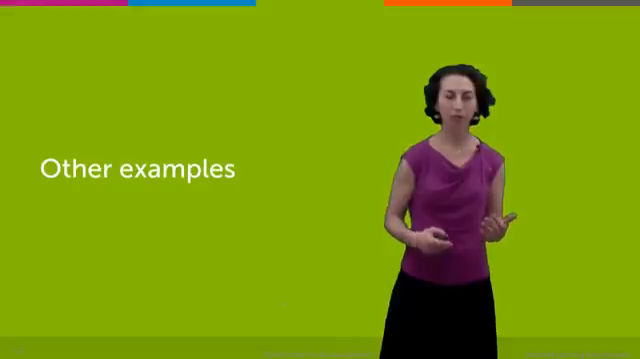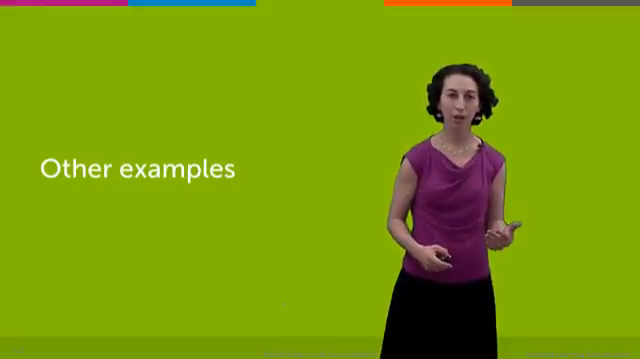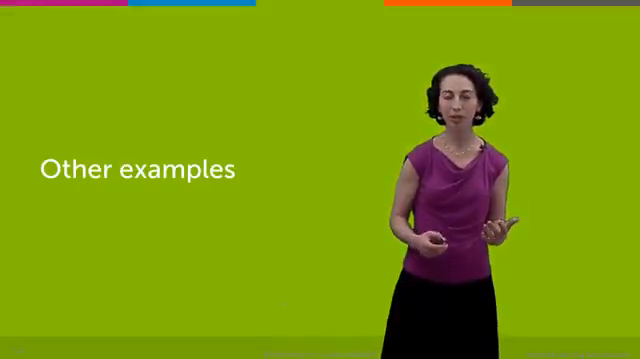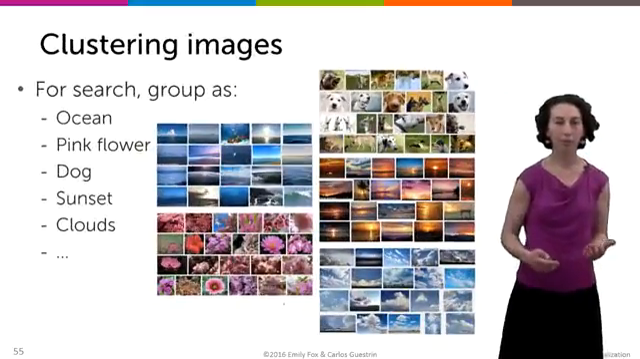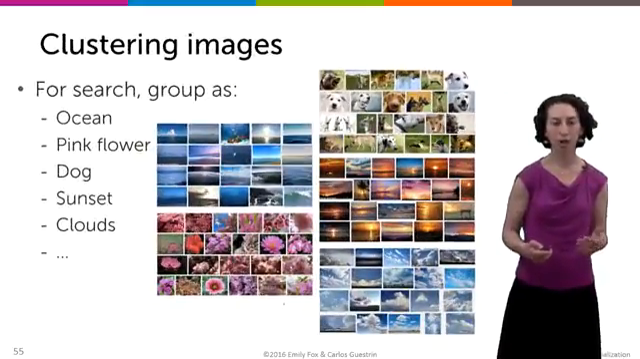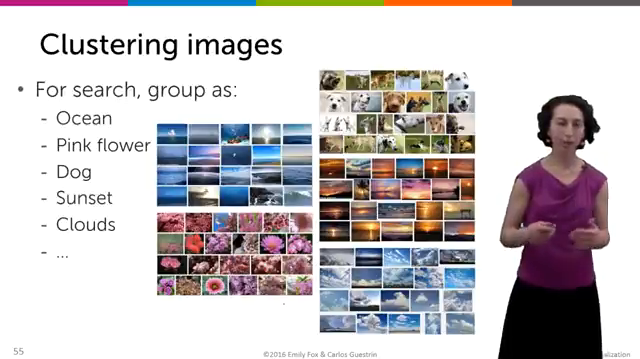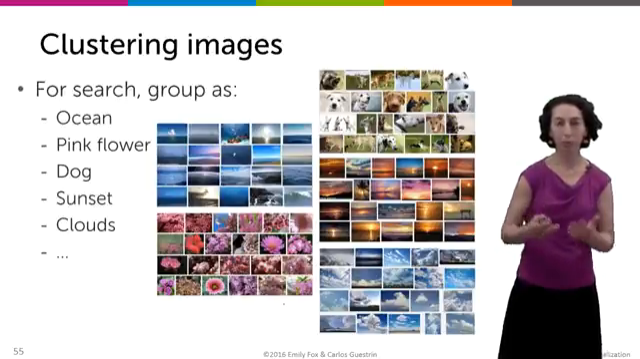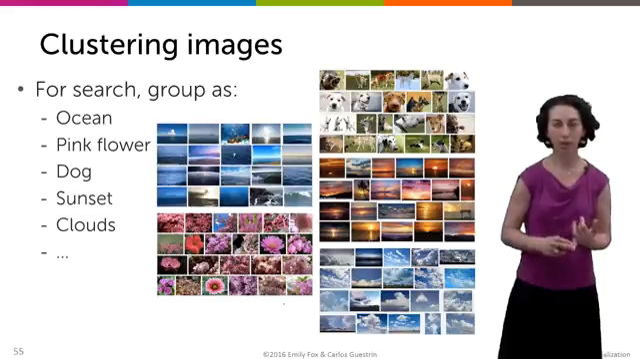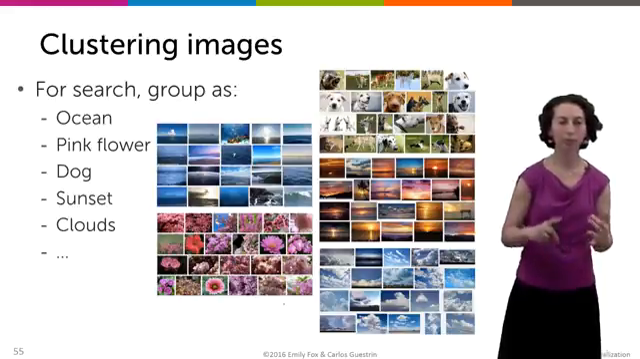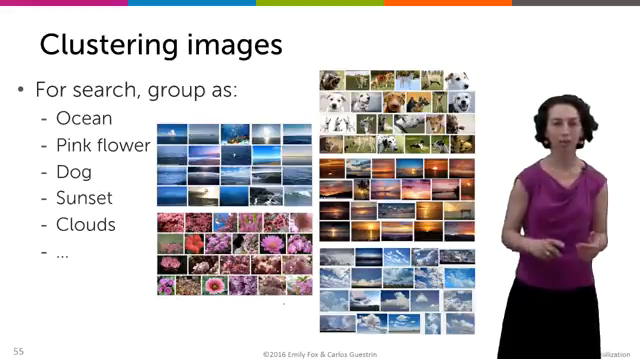So far in this module, we've discussed clustering in the context of document analysis, but we see applications of clustering everywhere. As an example, maybe you want to cluster images. In the case that we're showing here, you might want to group all images associated with pictures of the ocean, a pink flower, dog, sunset, clouds, and so on.